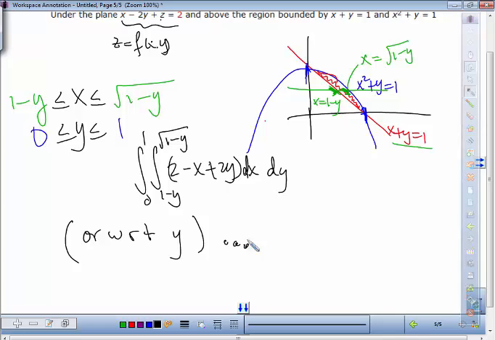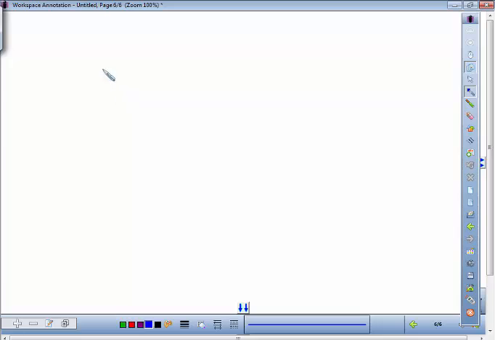But I won't do that. Because really quickly, can I go to the next page? You guys still copying stuff? Okay. So really quickly, what if your region looked like this?